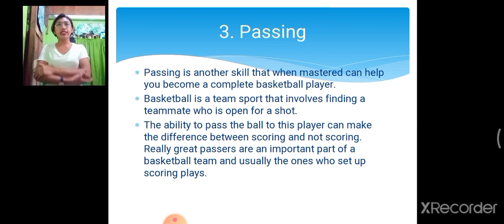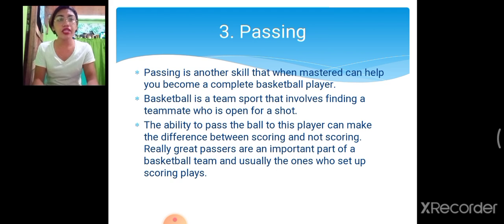So the next basic skill we have is passing. Passing is another skill that, when mastered, can help you become a complete basketball player. Basketball is a team sport that involves finding a teammate who is open for a shot. The ability to pass the ball to this player can make the difference between scoring and not scoring. Really great passers are an important part of the basketball team and are usually the ones who set it up.